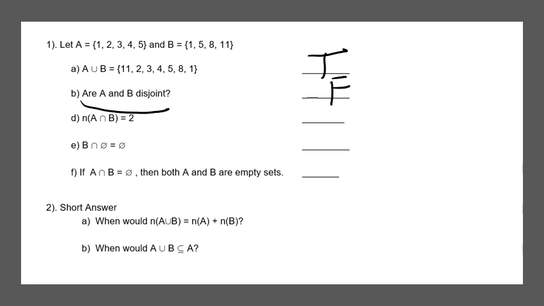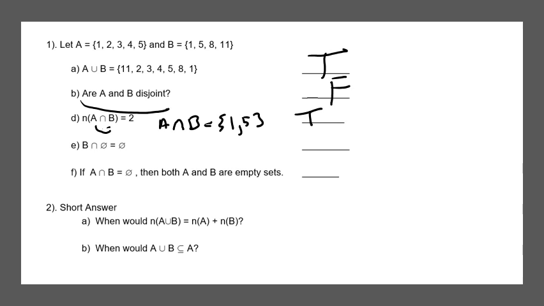D, the number of elements in A and B, that's the intersection, so that's the word and, is 2. So what does A and B look like? A and B, what do they have in common? They have a 1 in common. They don't have a 2, they don't have a 3, they don't have a 4, they have a 5 in common. A 1 and 5 are in common, so yes, this is true.